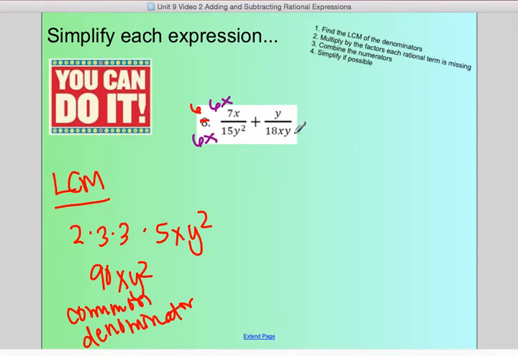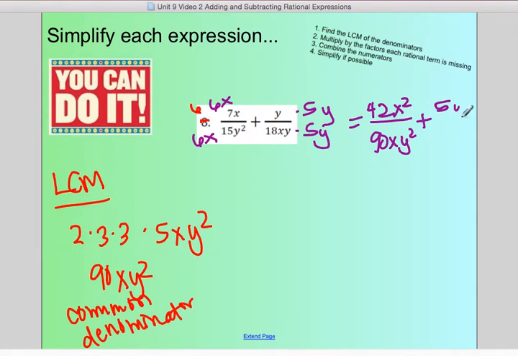18 times what gives you 90? 5. Then I need to have xy squared. I have xy, but I need y squared, so I need to multiply by y. So my numerator, I have 6 times 7, which is 42, and then x times x, x squared, over 6 times 15 is 90xy squared, plus 5y times y will give me 5y squared, over 5 times 18 is 90, and then I have my y, so xy squared.